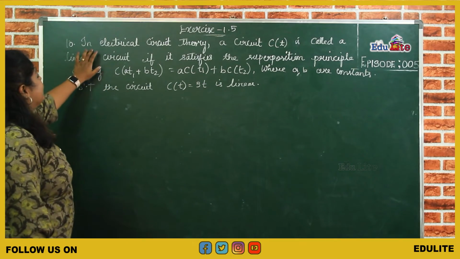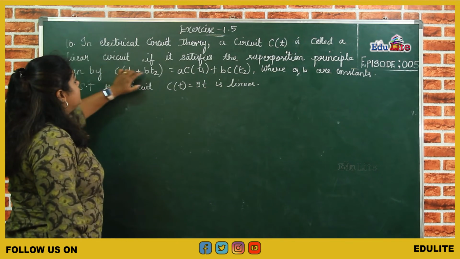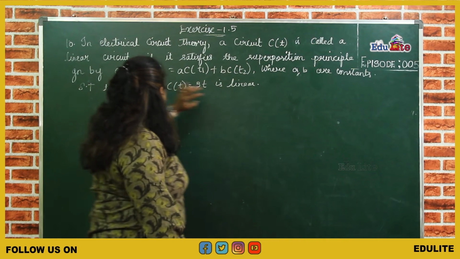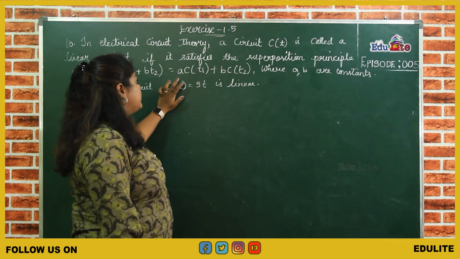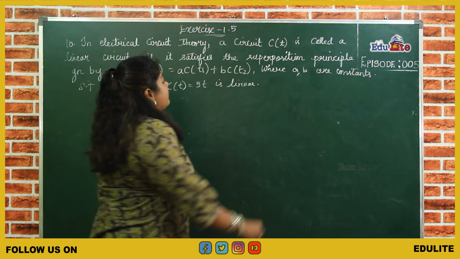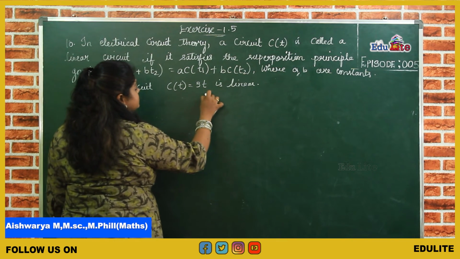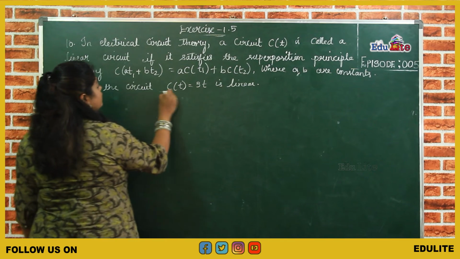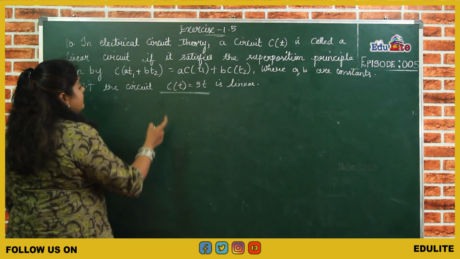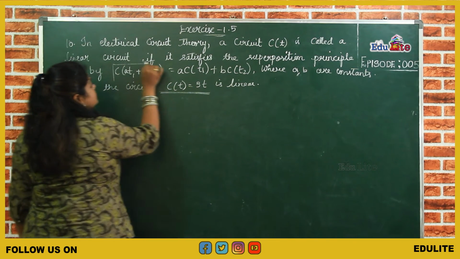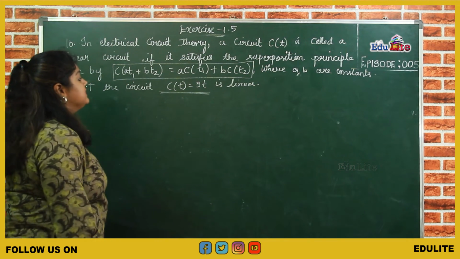In this problem, in electrical circuit theory, a circuit C of t is called a linear circuit if it satisfies the superposition principle given by C of A t1 plus B t2, which equals A into C of t1 plus B into C of t2, where A and B are constants. Show that the circuit C of t equals 3t is linear. We can say it is linear when it satisfies the superposition principle.